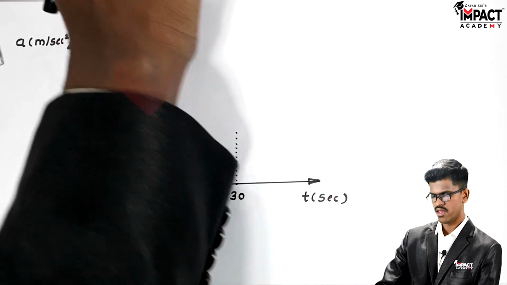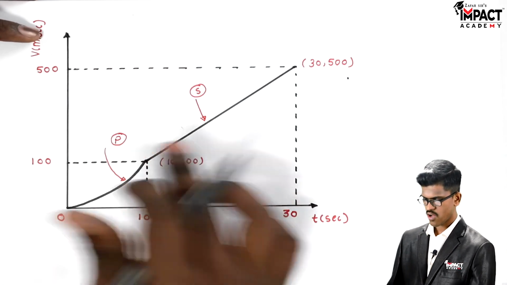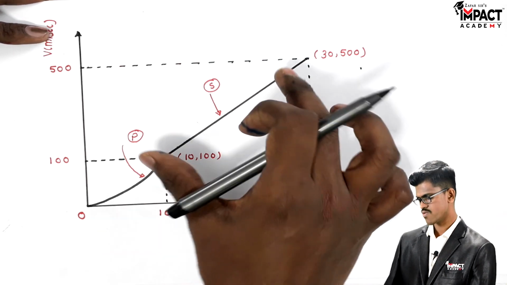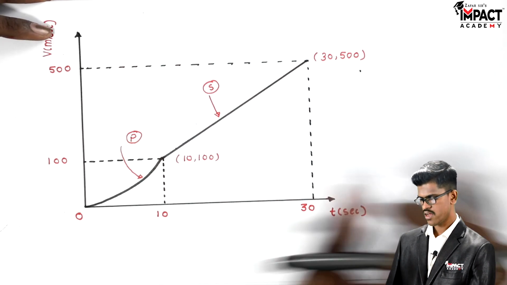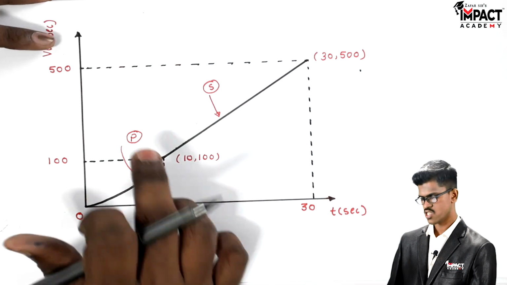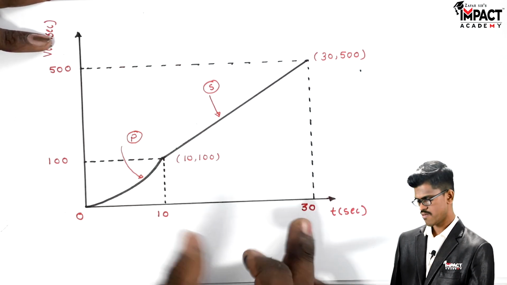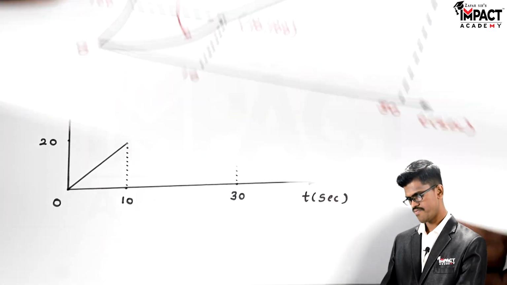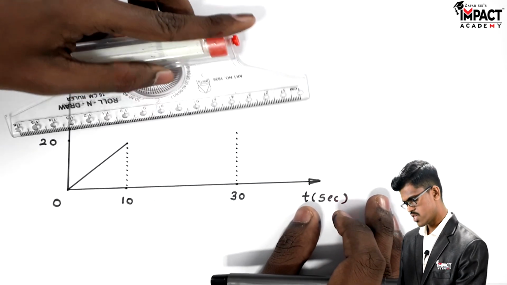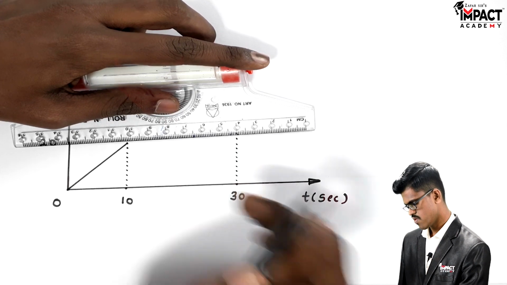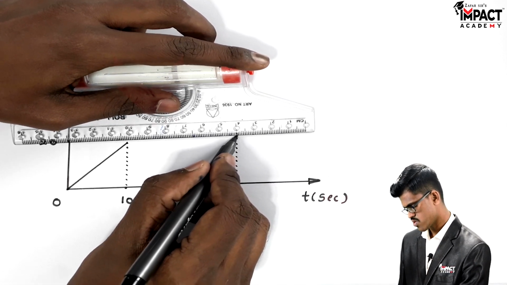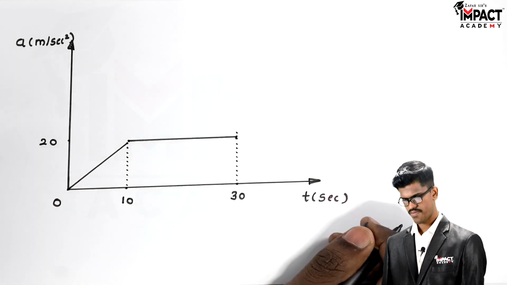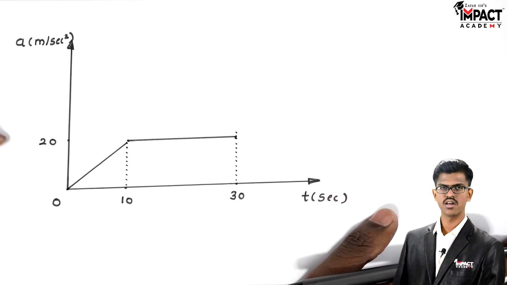Okay, here for the time interval 10 to 30 seconds, the rate of change of velocity of the car is a constant, meaning the acceleration of the car is a constant between the time interval 10 to 30 seconds. Therefore, the nature of the AT curve is a horizontal straight line. Okay, this is our AT curve.